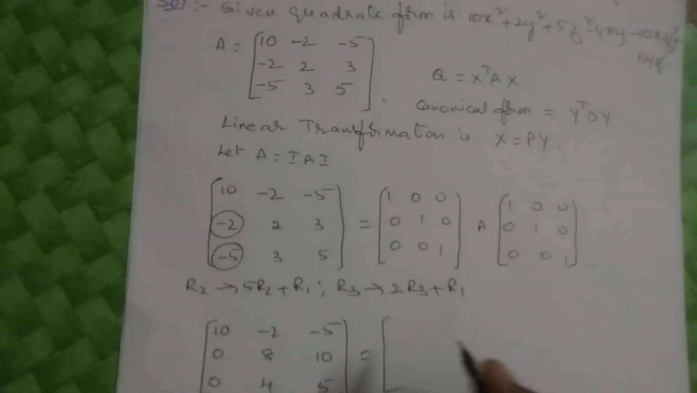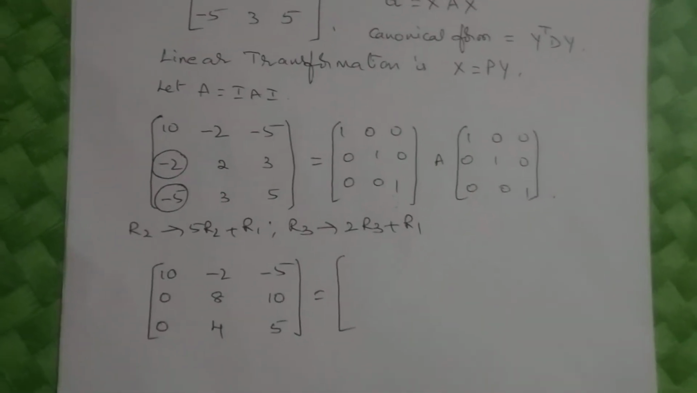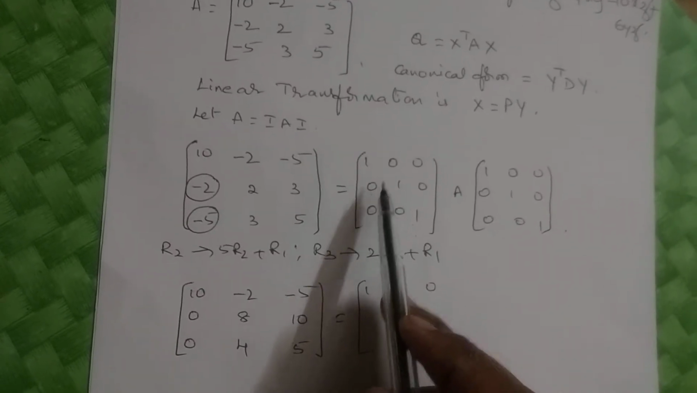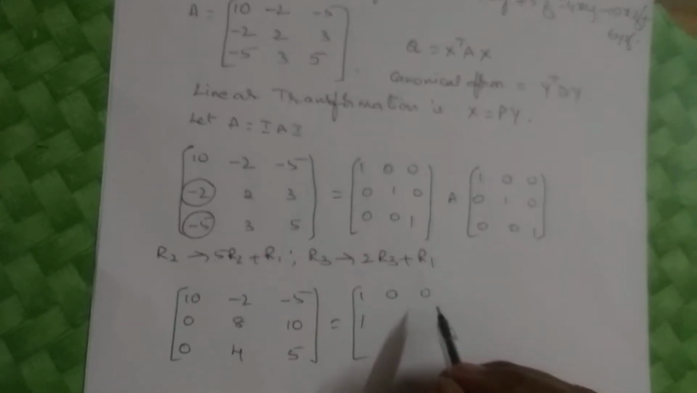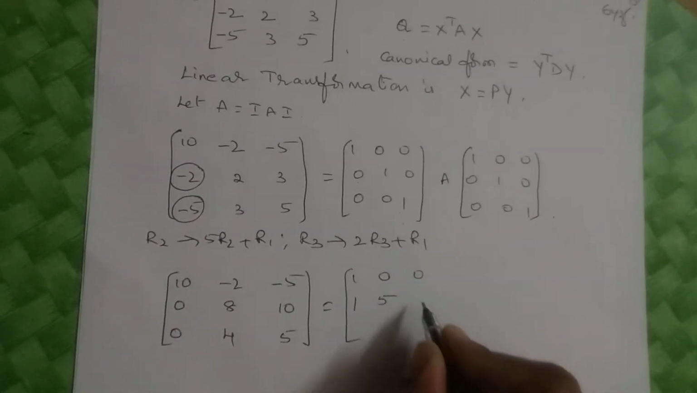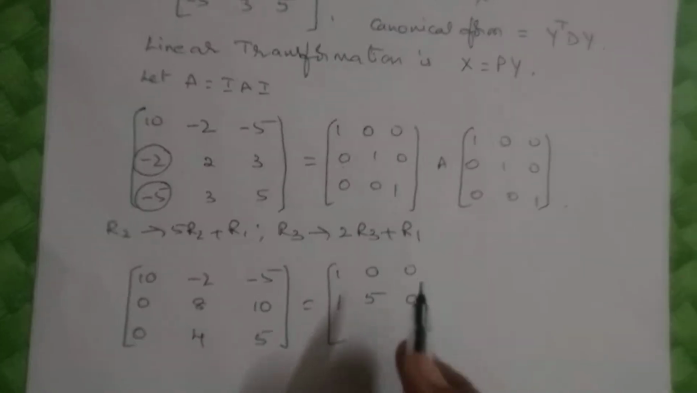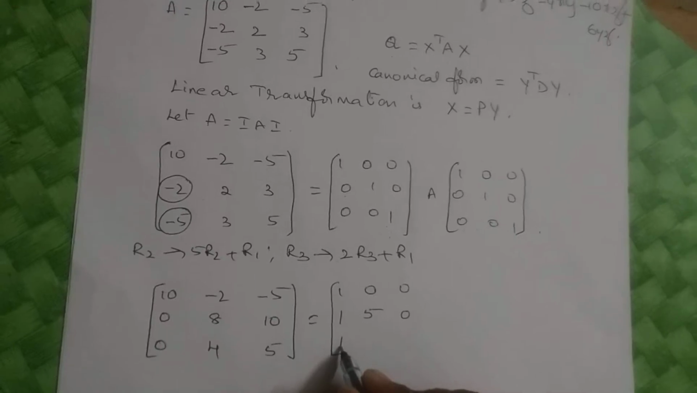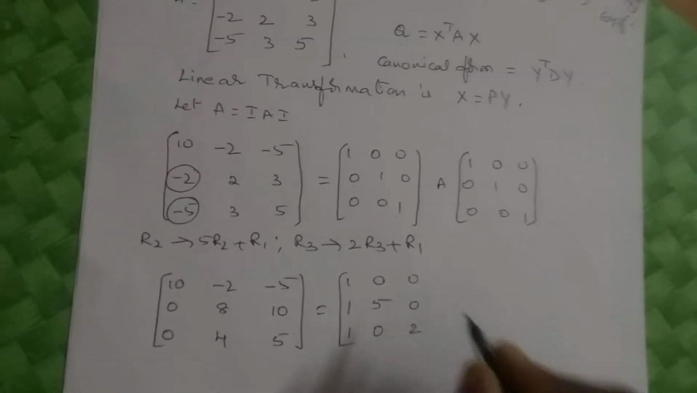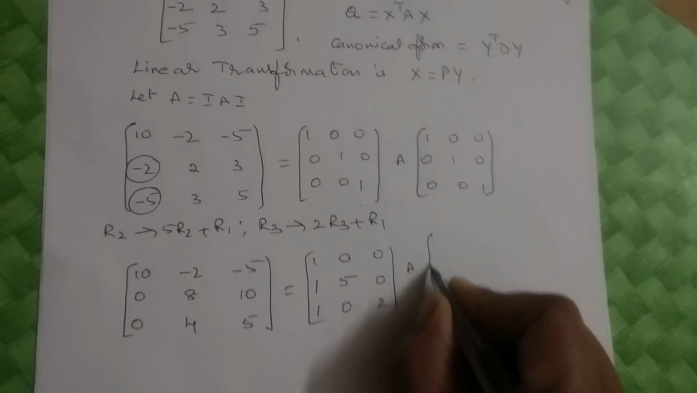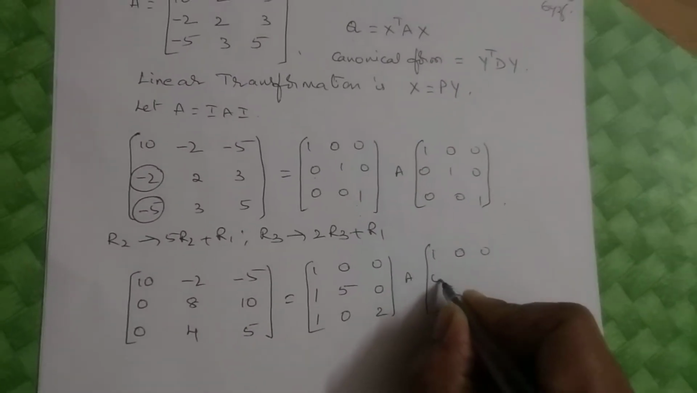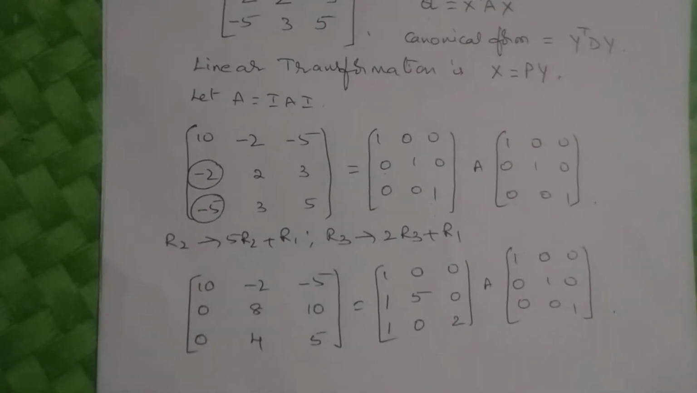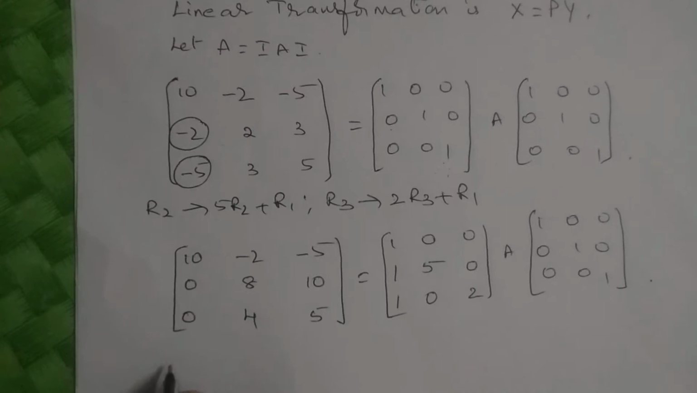The same row operations are applied on the first I, that is pre-I, that is 1 0 0, 5 into 0, 0 plus 1, this is 1. Next, 5 plus 0, 5, and next one is 0. The next operation is 2R3 plus R1, so 0 plus 1, 1, 0, 2. The next I remains the same because we have used only the row operations. And the same operations will be applied as column operations also.